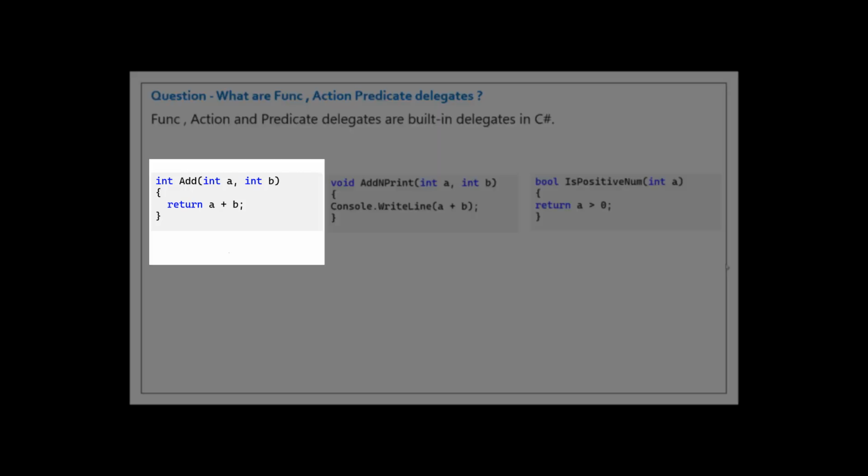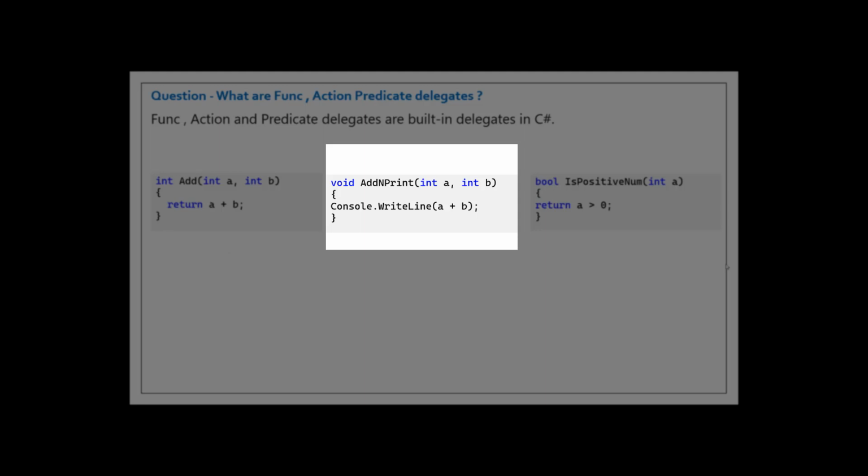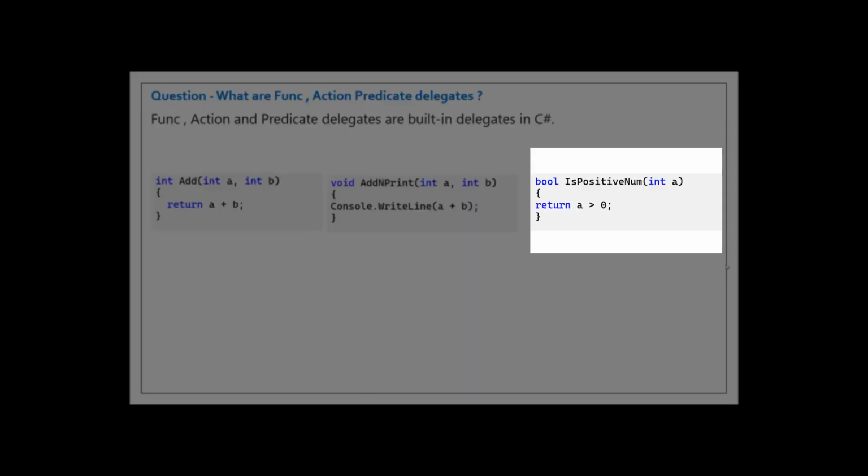From the left, we have the add method, which is taking two integers as parameters and returning the sum of it. The second one is add and print, which is also taking two integers and printing the sum here. And the last one is to check whether a number is a positive number or not. So this is also taking an integer as parameter and returning a boolean value.